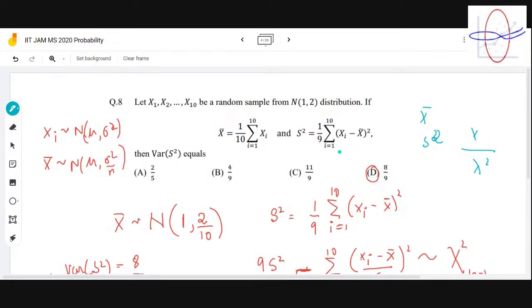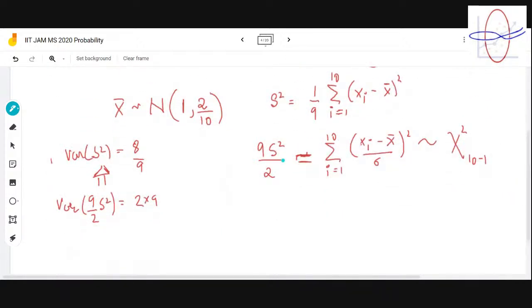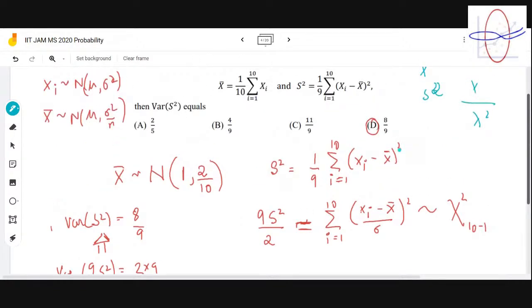Not s square itself, but some scaling of s square. 9 into s square by sigma square follows chi-square 9. 9 s square by sigma square, that is summation xi minus x bar by sigma whole square, follows chi-square 10 minus 1. Why minus 1? Because of this x bar. If it was mu, it would have been 10. Because of this x bar, it's becoming 10 minus 1.